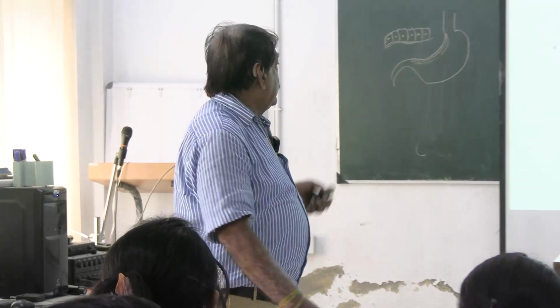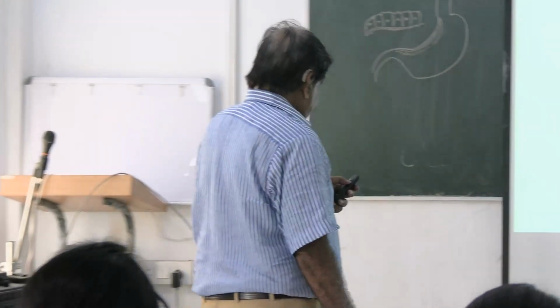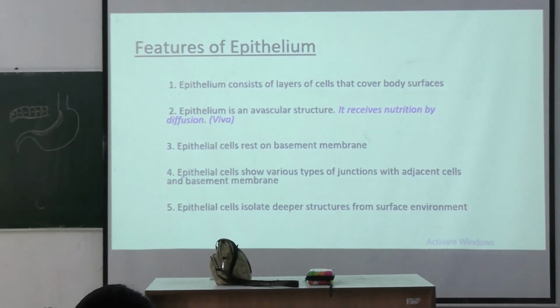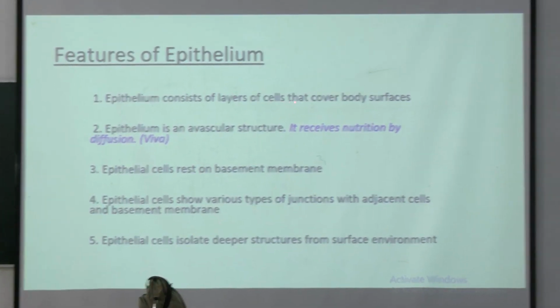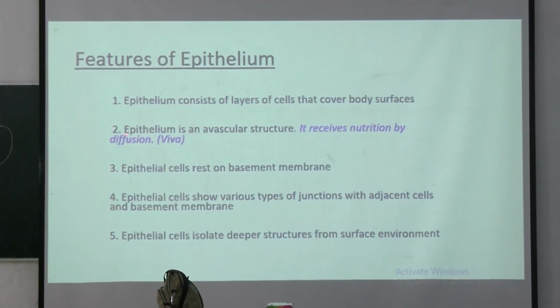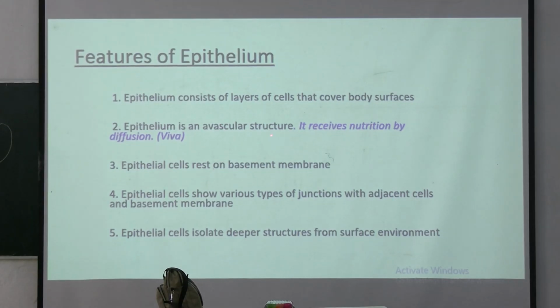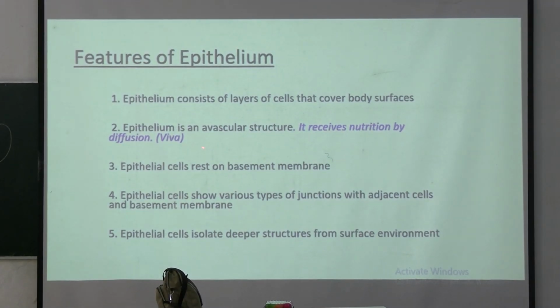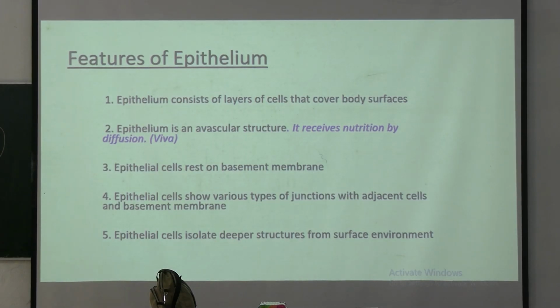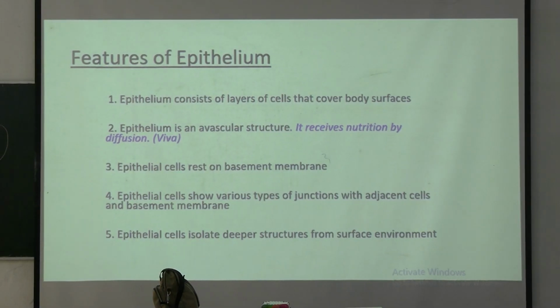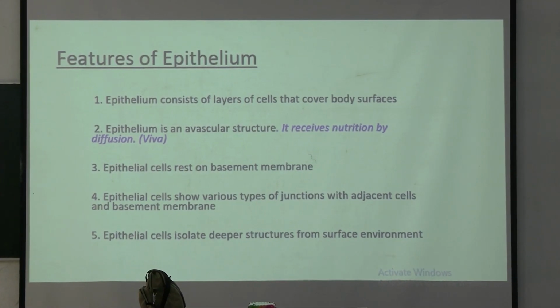Now, features of epithelium. Epithelium consists of layers of cells that cover body surfaces. Epithelium is an avascular structure. It receives nutrition by diffusion. See, this is the viva question. Epithelium, diffusion: each cell doesn't have a vascular supply.